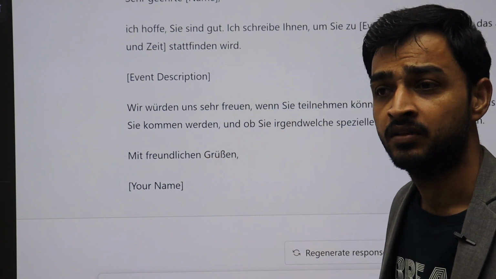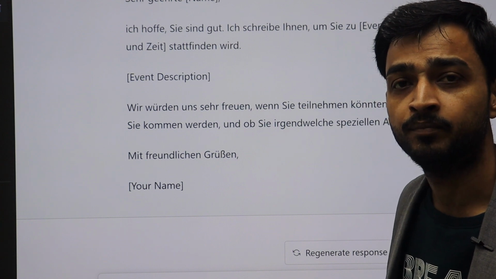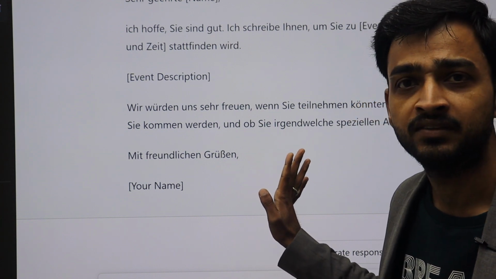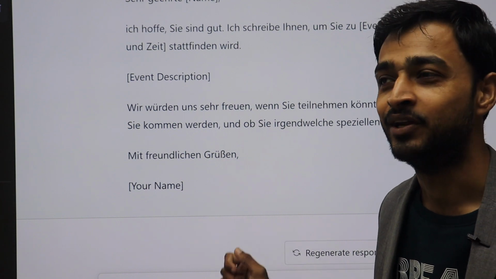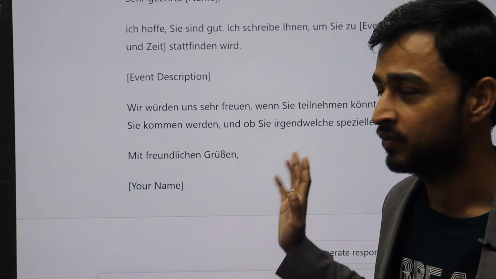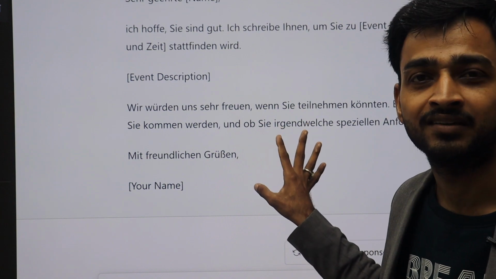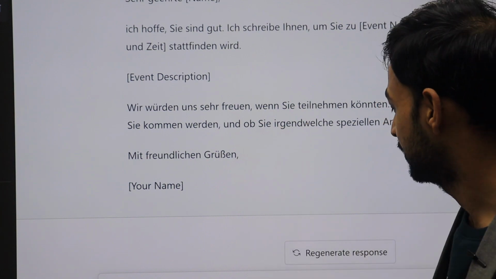Because we just asked it to write an email, a party invitation, it has created its own. We have not given any other information, formal, informal, to a friend, or what kind of party. So whatever the machine thinks, the answer is here. I'll try something else.